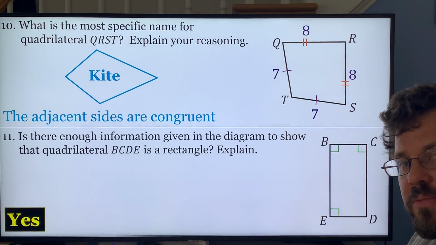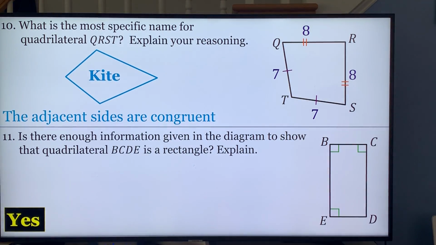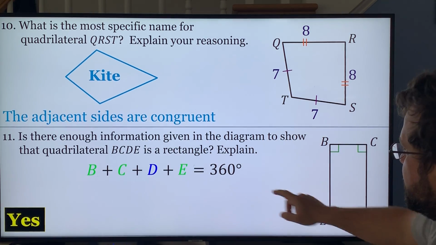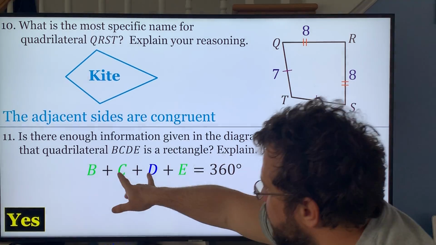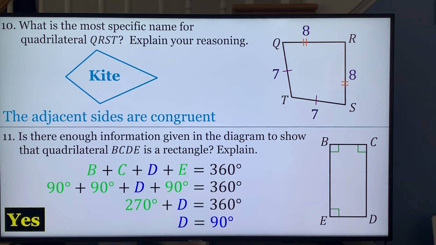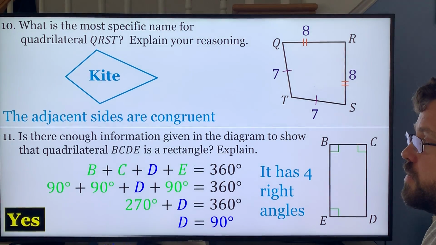The answer is yes. Why is it yes and not no? How many degrees are inside a quadrilateral? 360, right? So that means 1, 2, 3, and whatever this is has to be 360. We know that these 3 guys are 90, right? So 270 subtracted from 360 means D has to be 90 as well. So it does have 4 right angles, therefore it is a rectangle. See? You can use deductive reasoning to solve these problems.